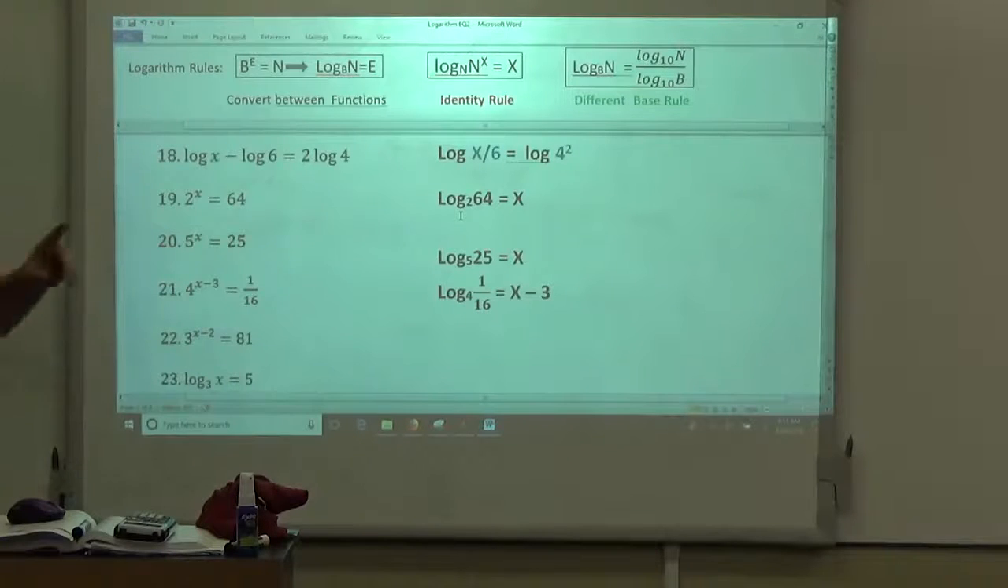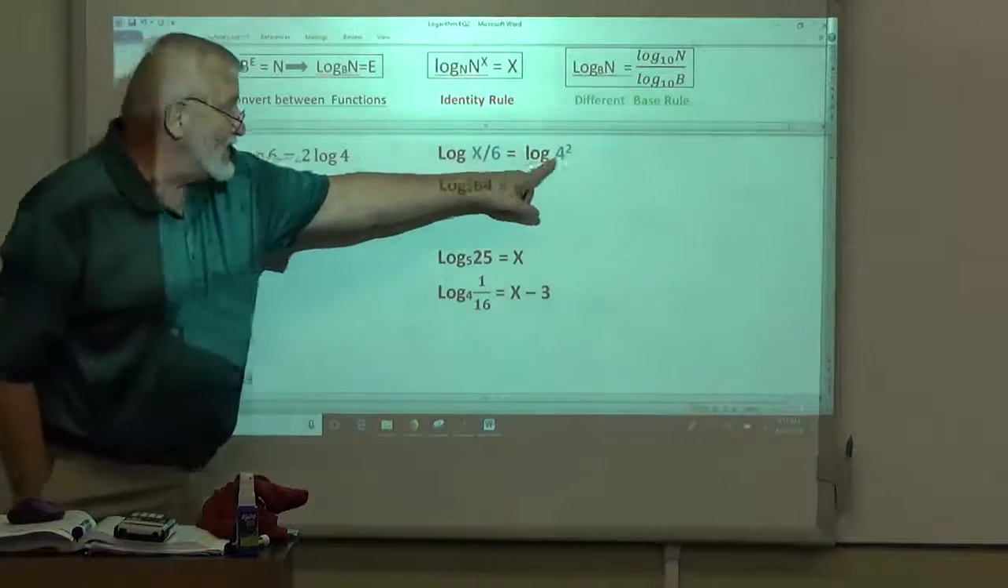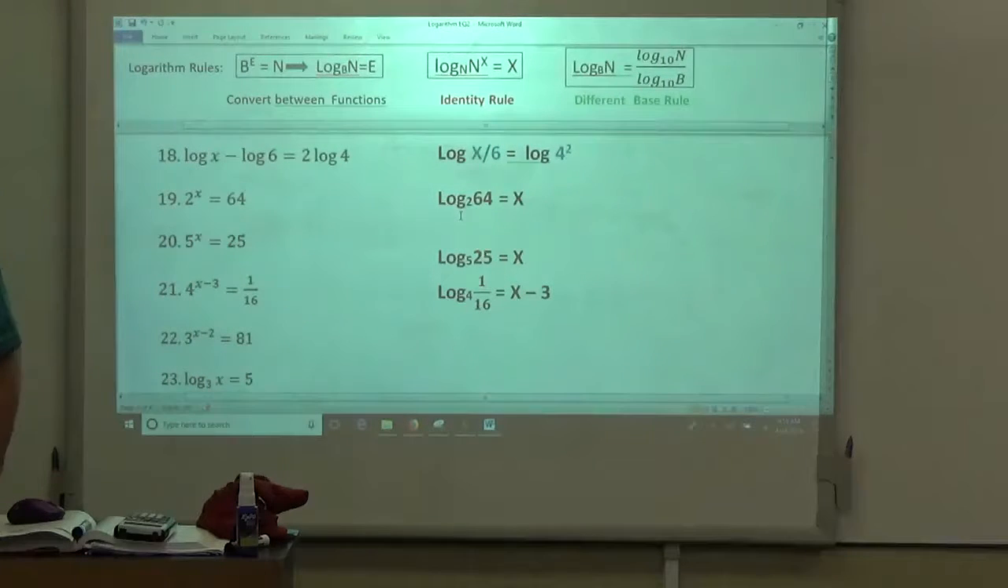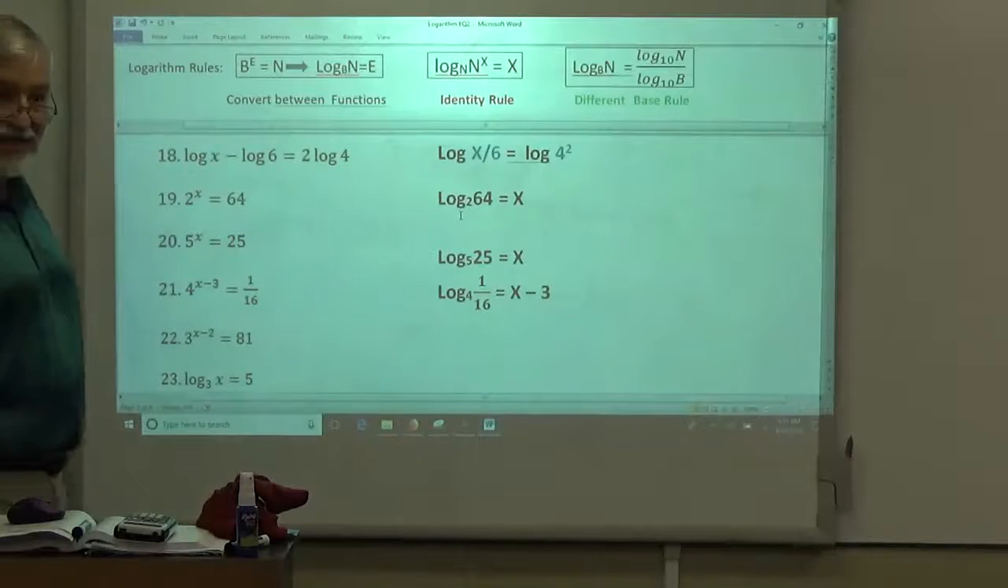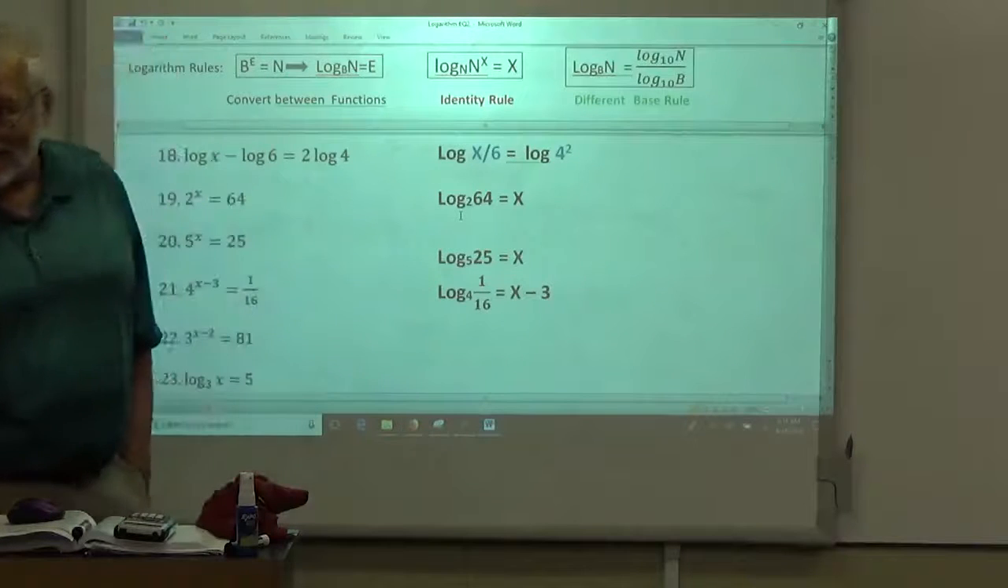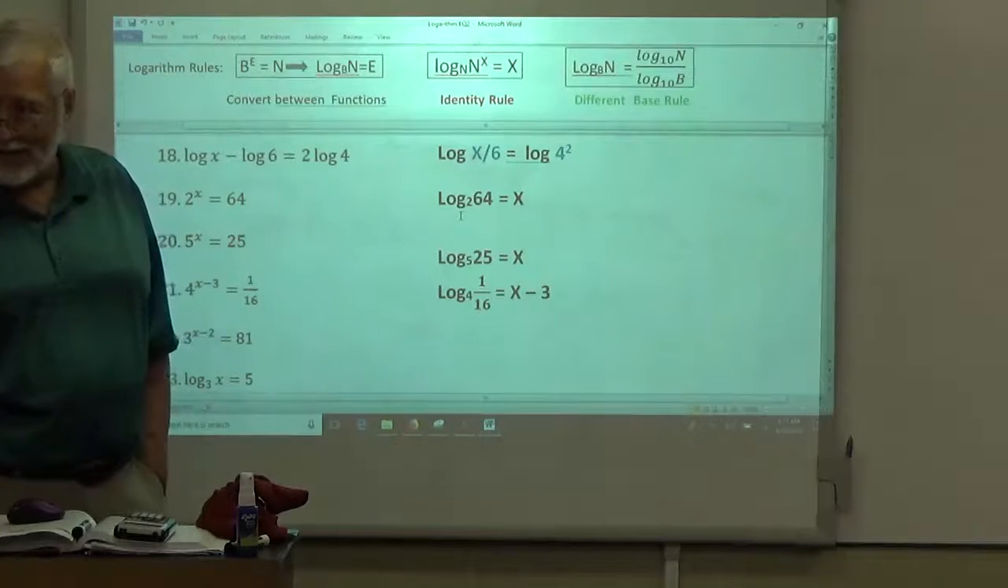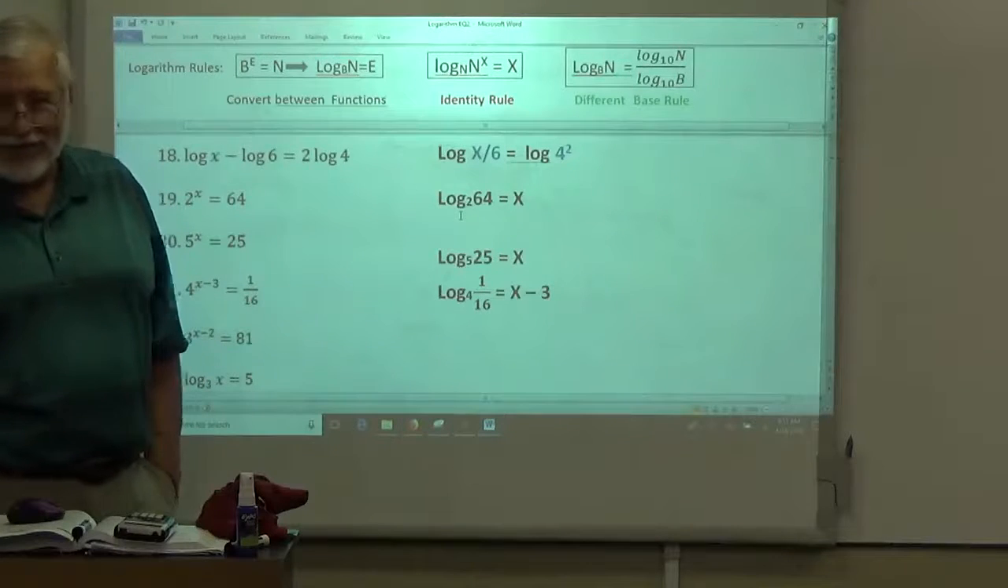Alright, why are they in blue? Because this has to equal that for those two logs to be the same. Okay? And so now we have x divided by 6 equals 16. And so how do I find x? 16 times 6, whatever that is. It's a big number. I got a calculator for that.